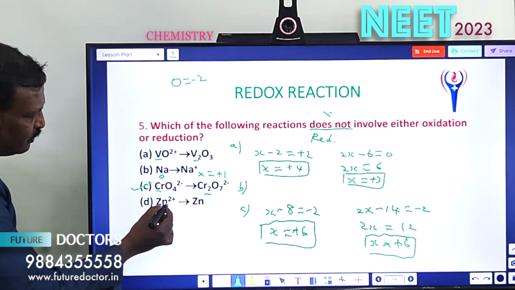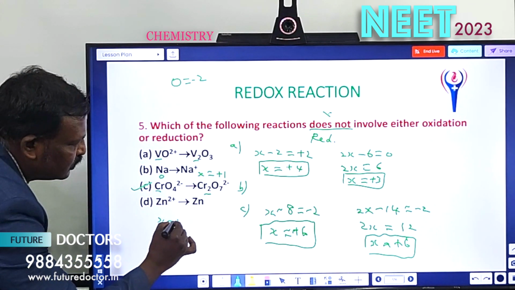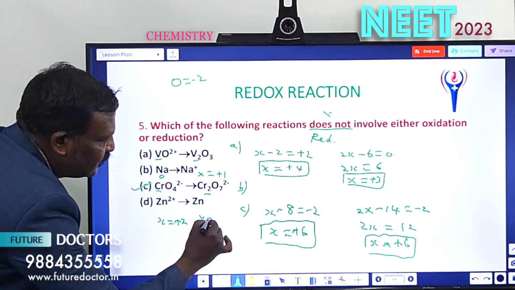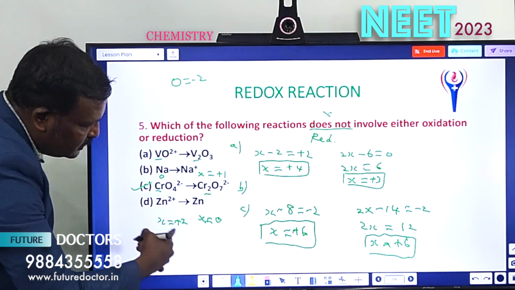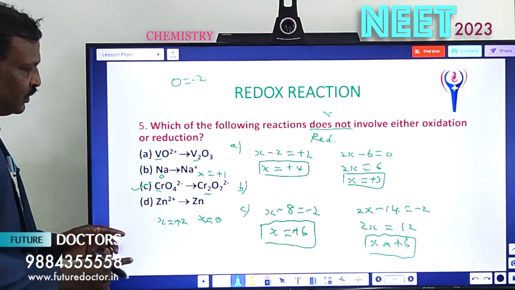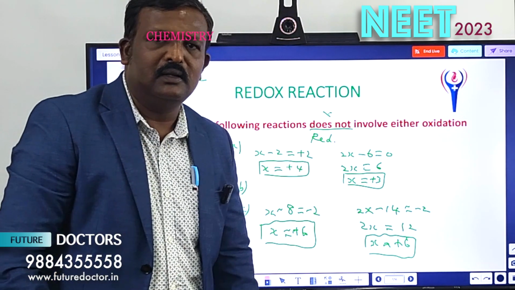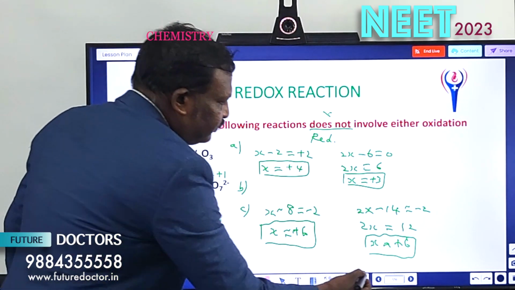This is nothing but Zn2+, x is equal to plus 2. Here no charge, so we consider x is equal to 0. So plus 2 becomes 0, decreases. This is a reduction reaction. So both sides same means it does not involve either oxidation or reduction. Understood? So answer C is the correct answer. Are you following?